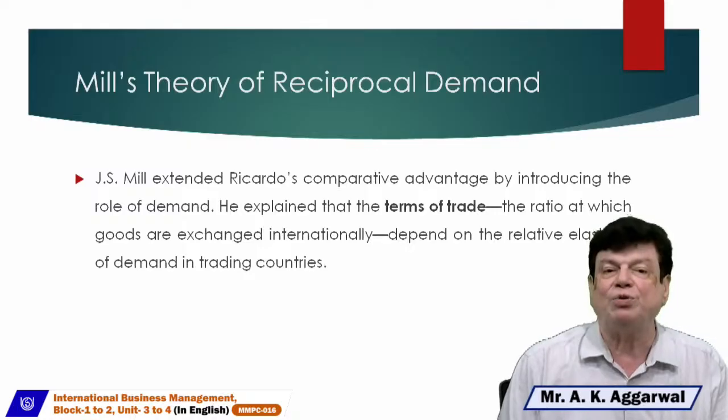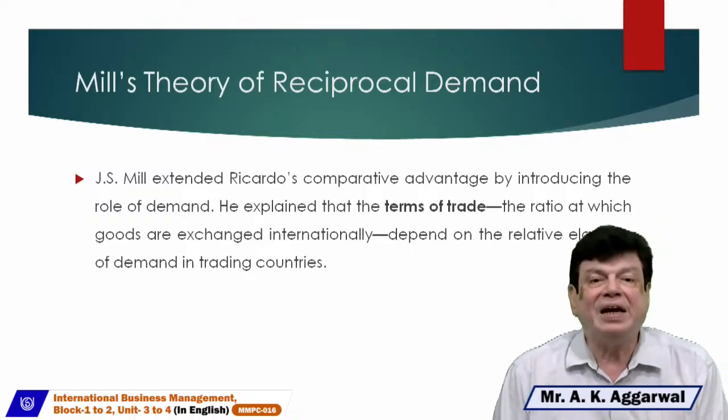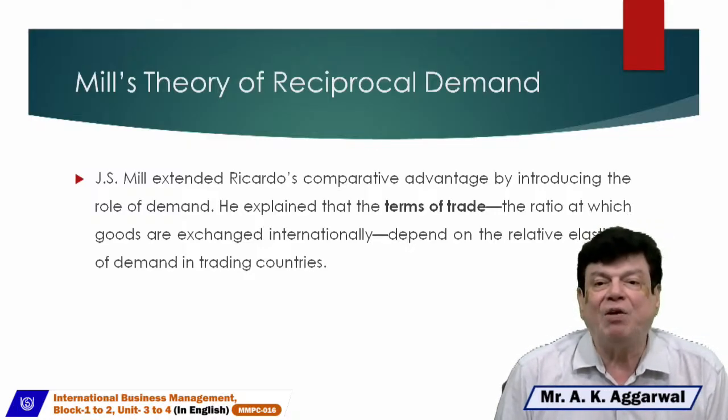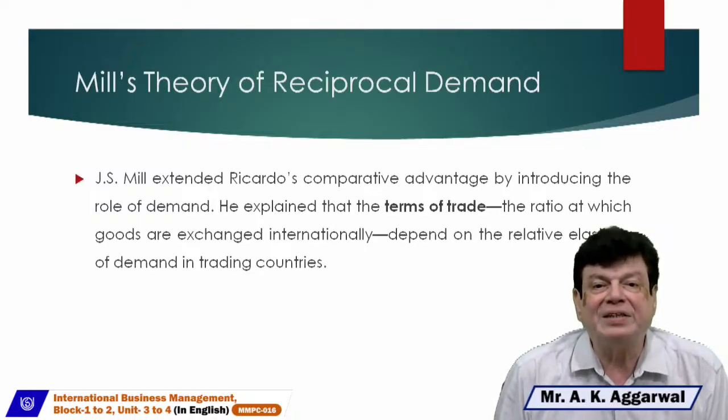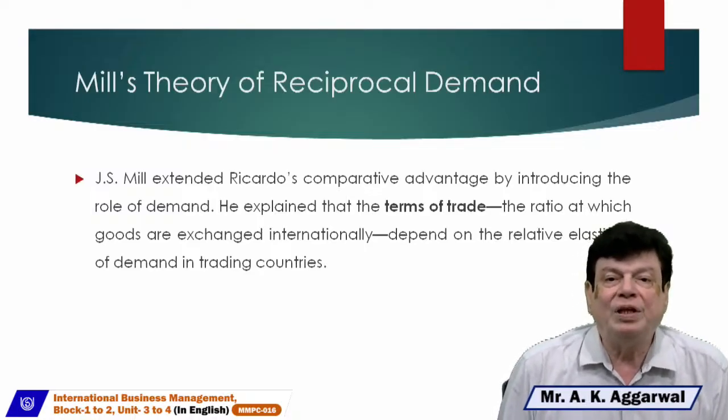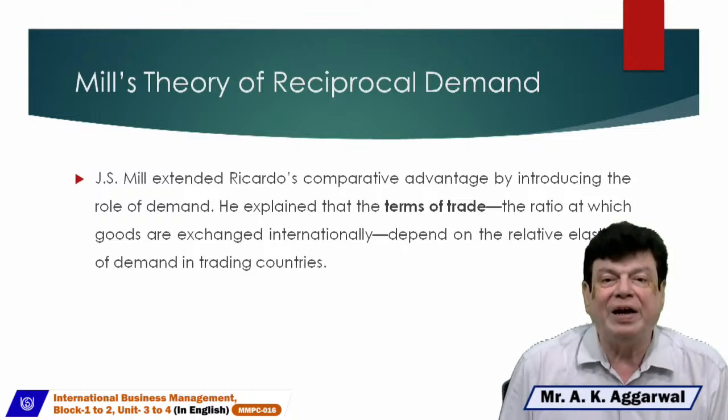So, according to J.S. Mill, he extended Ricardo's comparative advantage by introducing the role of demand. He explained that the terms of trade, the ratio at which goods are exchanged internationally, depend on the relative elasticity of demand in trading countries.